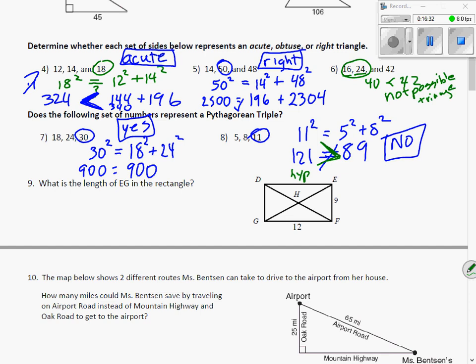Number 8, however, would. This one is not a right triangle, but 11 squared, which is 121, is greater than 25 plus 64. So since it's greater than, this one would be obtuse if it asked.